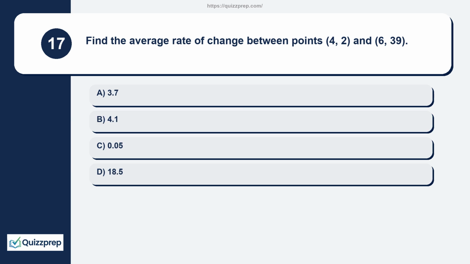Question 17. Find the average rate of change between points (4, 2) and (6, 39). 3.7, 4.1, 0.05, 18.5.